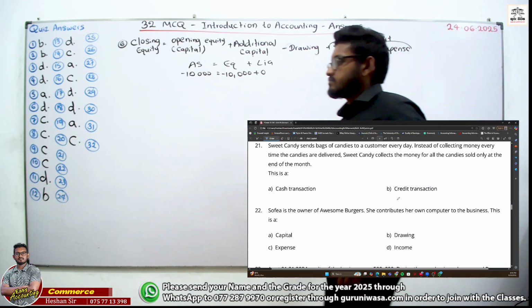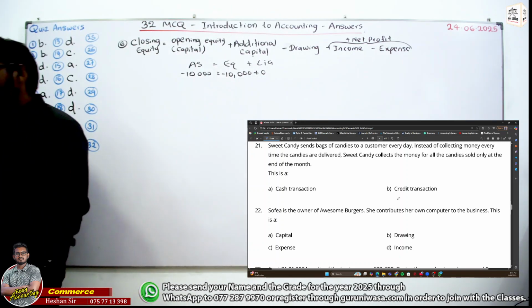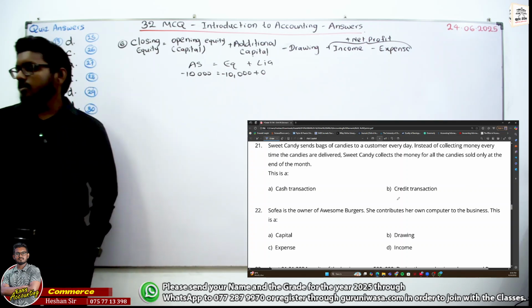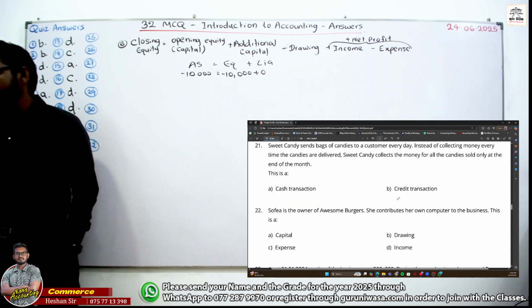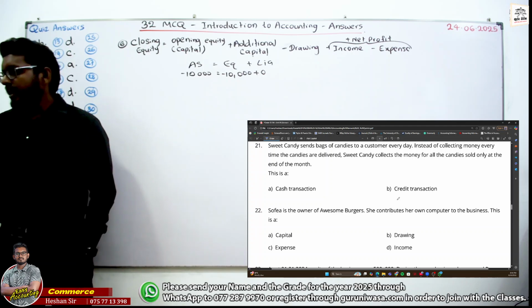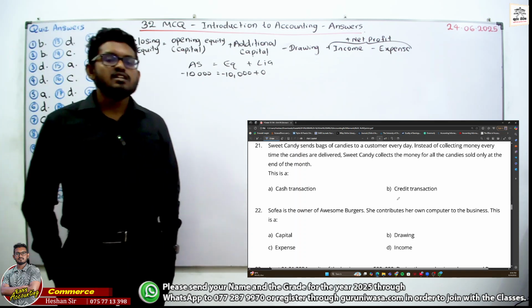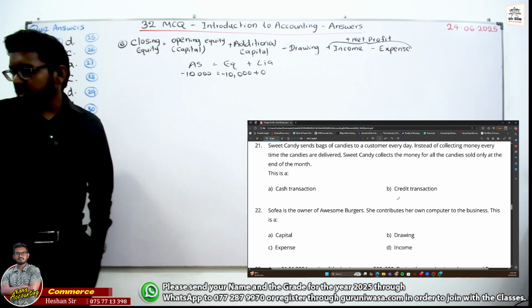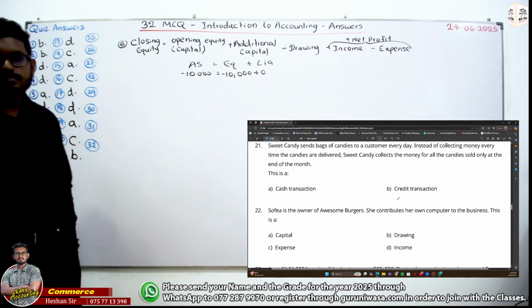Number 21. Sweet Candy sends bags of candies to a customer every day. Instead of collecting money every time the candies are delivered, Sweet Candy collects the money for all candies sold at the end of the month. Is this a cash transaction or a credit transaction? Credit, because giving everything on credit, collecting cash later.